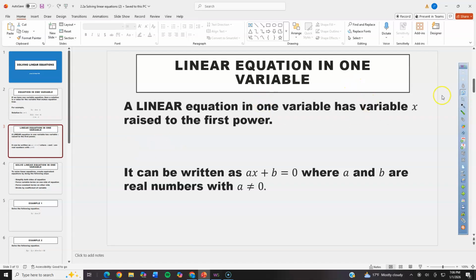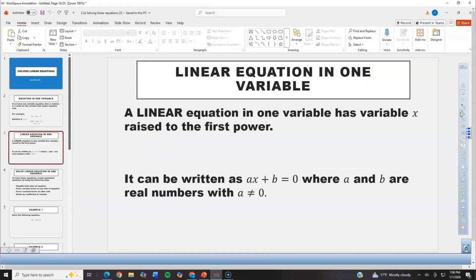Now we're going to talk about linear equations. And what's a linear equation? A linear equation is one that makes a line. So it's going to be to the first power for your x. You have an x and y intercept, and it makes a straight line.